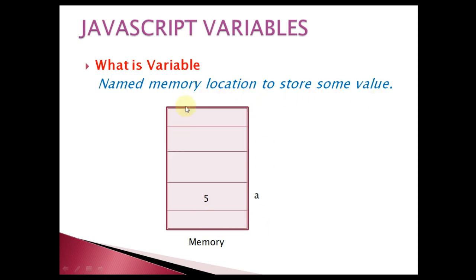For example, this is our memory. There are some portions inside this memory, and I have named this portion A. Means I will call it A. This is the variable. So when we name some portion of a memory to store some value, then that name is called a variable. Right now I am storing 5 inside this portion. So the variable A has the value of 5.